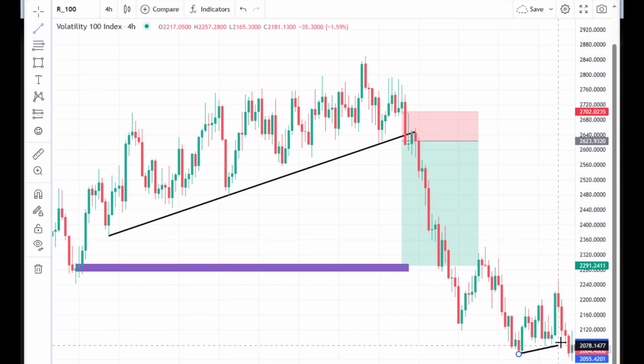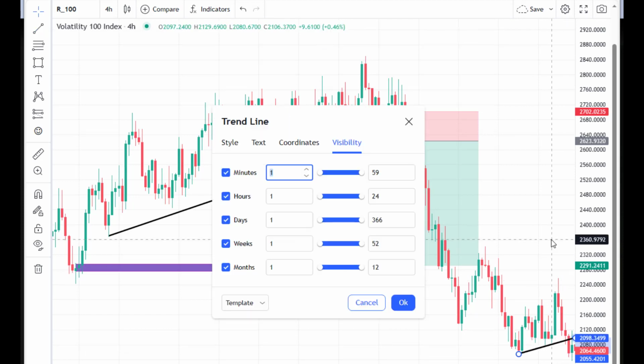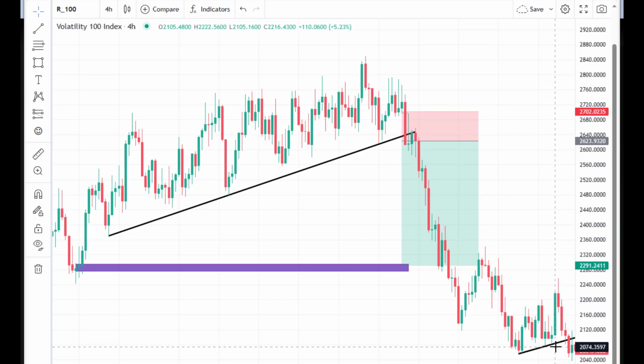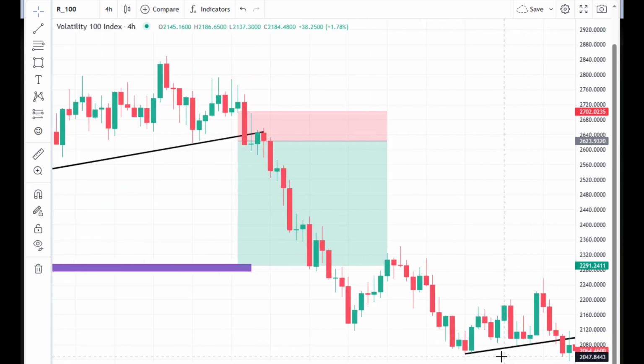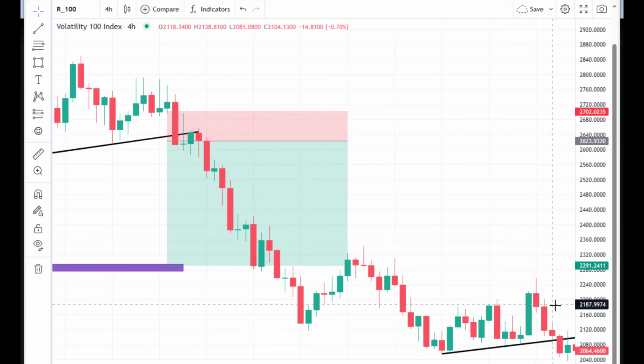You can still connect, right, to connect like that. You see how I do my connection. I make sure that the trend line just passes at the top of the wicks of the candle. Now what happened here, we had a breakout with strong bearish momentum.